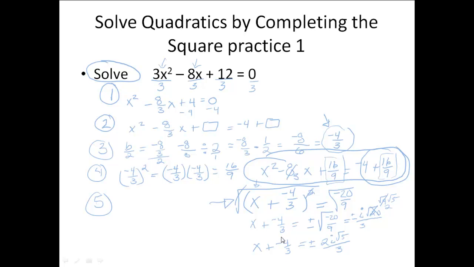We are almost done at this point because our x is almost by itself. So to get rid of that negative 4/3 there, we need to add 4/3 to both sides.